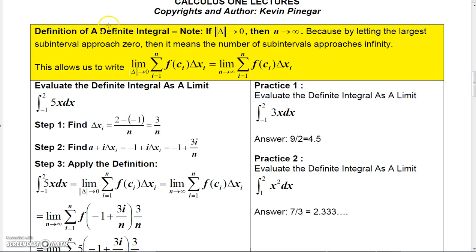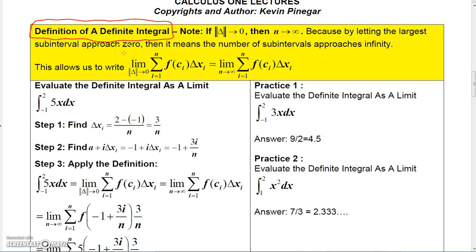Now what I'm going to show you is how to evaluate a definite integral using the definition of a definite integral. You might remember when we talked about derivatives, we had a definition of a derivative, which was the limit of a difference quotient, and then later we learned some nice rules for finding derivatives. Well, we have a similar thing here.